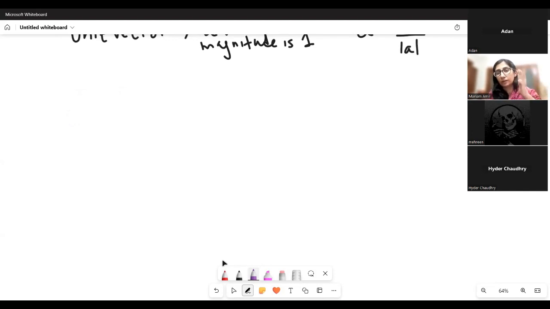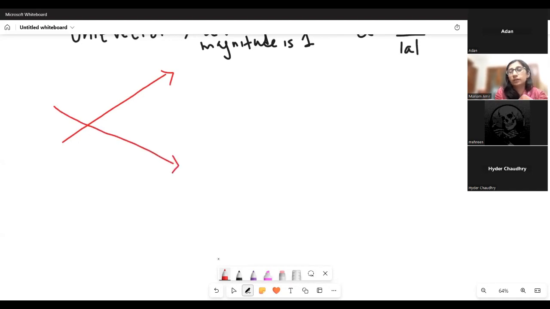Now we're going to discuss how to find the angle between two vectors. So if we have, let's say, a vector in this direction and a vector in this direction, these are both three-dimensional vectors, and you're asked to find the angle between the two vectors. Let's say you're asked to find angle ABC.